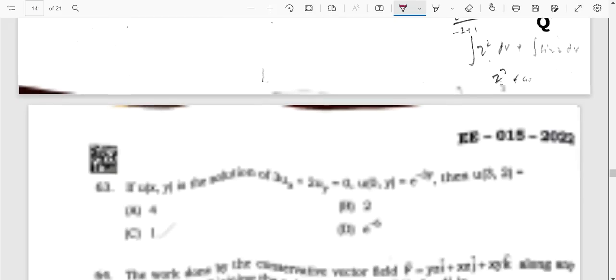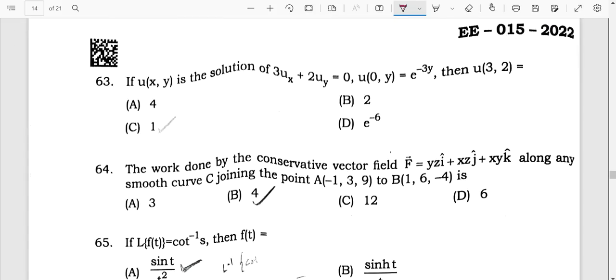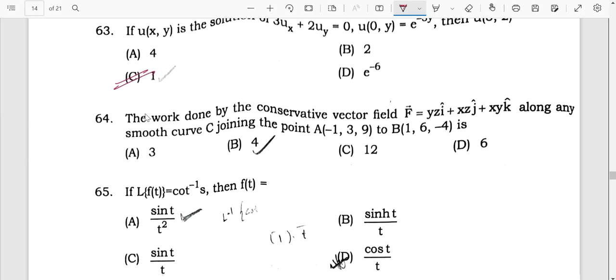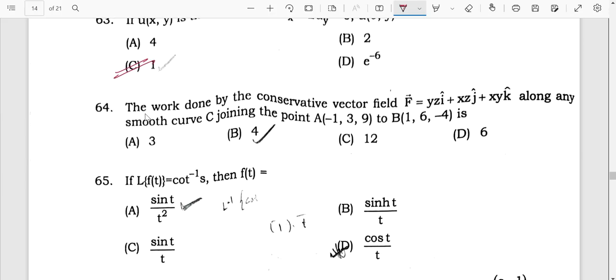D. And next, if u(x, y) is a solution of 3ux plus 2uy equals 0, u(0, y) is e power minus 3y, then u(3, 2) is, the answer is C. The work done by the conservative vector field F = yz i plus xz j plus xy k along any smooth curve C joining the point A(-1, 3, 9) and B(1, 6, -4) is. So the answer is A here.